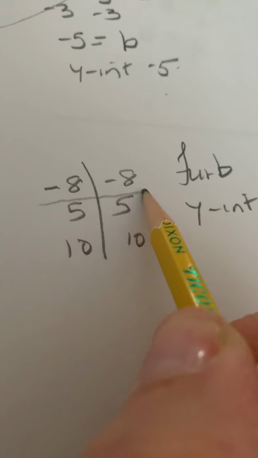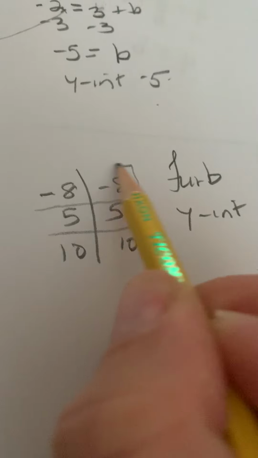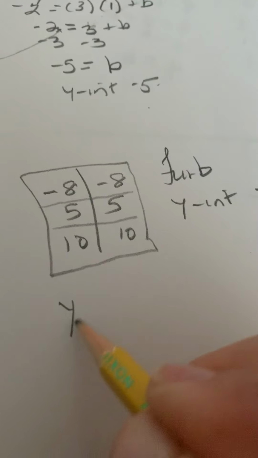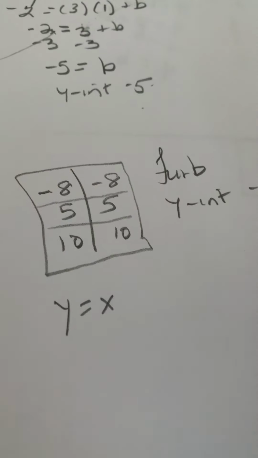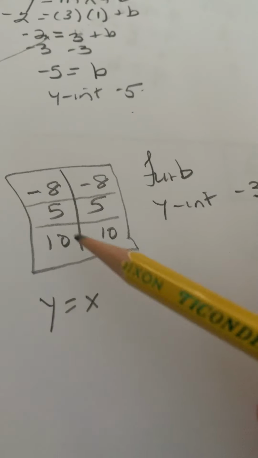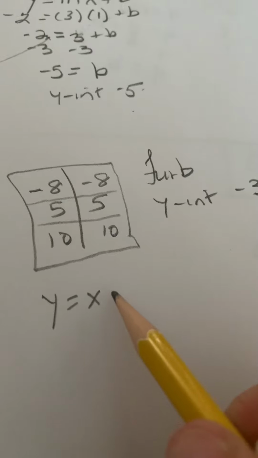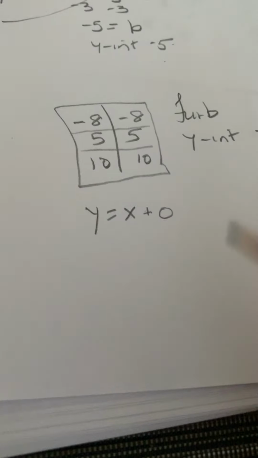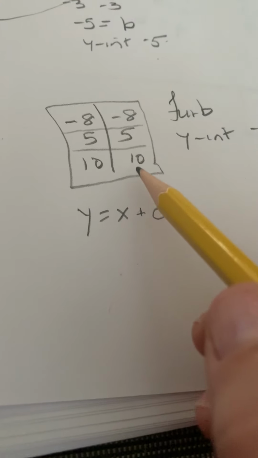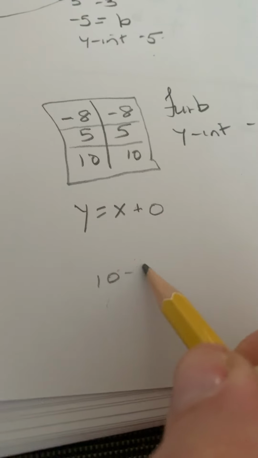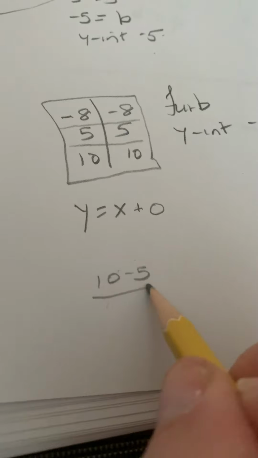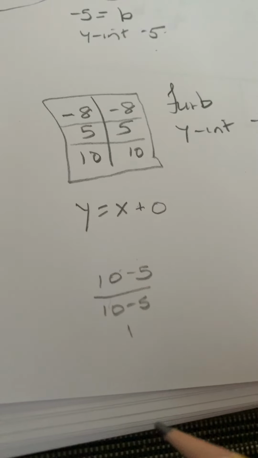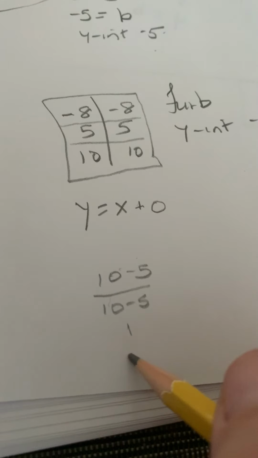Now, to me, it's a little obvious that the x's are equal to the y's. So if you see that, then you know y is equal to x. And if that's the case, because every y is equal to its x, then you know that the y-intercept is 0. Now, if you didn't know that, what you would do is you would do 10 minus 5 over 10 minus 5 for slope. And you would find that it's 1. It's going to be 5 over 5, which is 1.